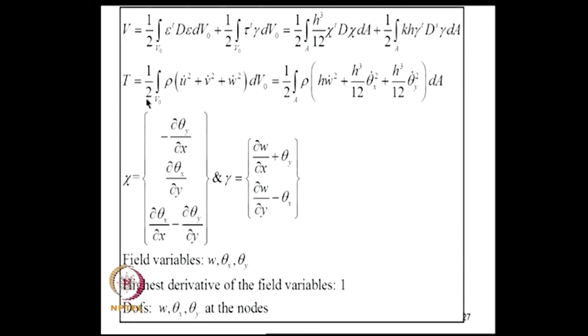Now, similarly kinetic energy has contributions from u dot, v dot and w dot, and this is expressed in terms of w, theta x and theta y dot as shown here. So, chi is the vector of these quantities and gamma is the vector of these quantities. Now, let us examine the Lagrangian, which is T minus V.